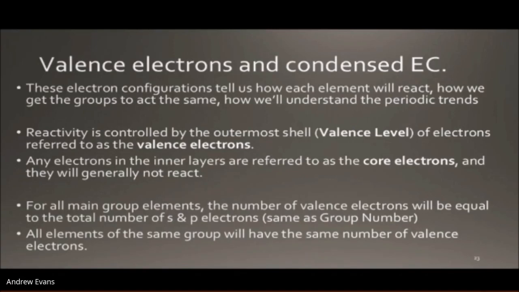But all elements in the same group will have the same number of valence electrons. So fluorine has 7, chlorine has 7, bromine has 7, iodine has 7. That's why they all want to be -1. Oxygen would have 6, sulfur has 6, selenium has 6, tellurium has 6. They all typically like to be 2 minus. They all react similarly because they have the same number of valence electrons.